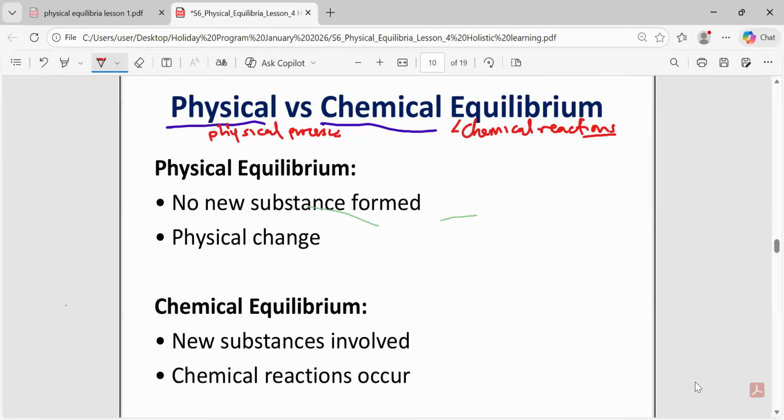Physical equilibrium: the first point is that no new substances are formed, and secondly, it deals with physical change. Then for chemical equilibrium, new substances are involved and chemical reactions occur.